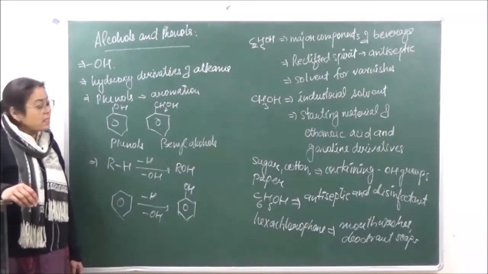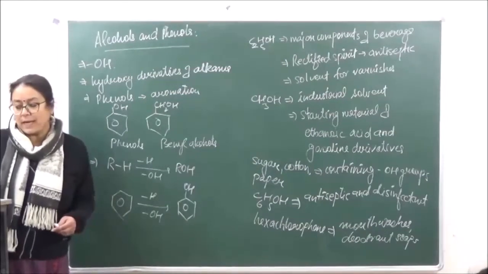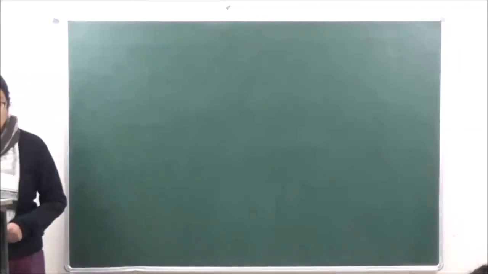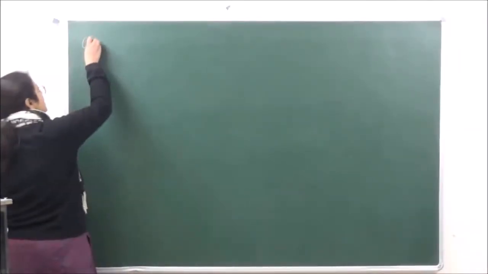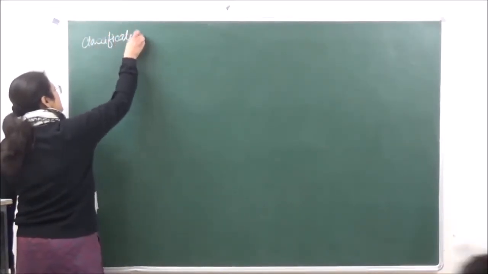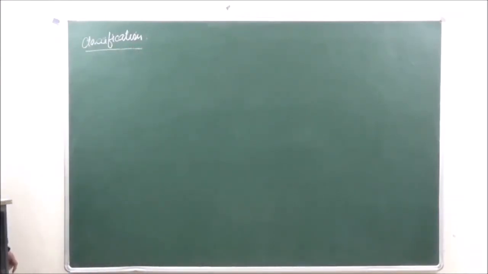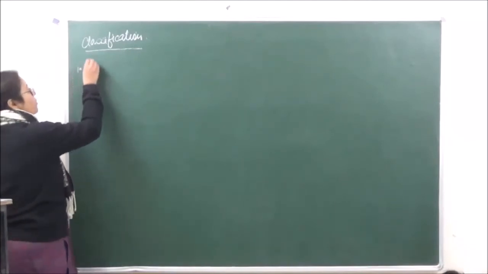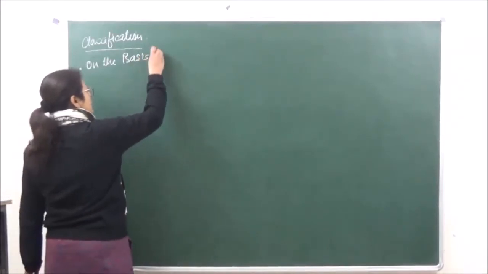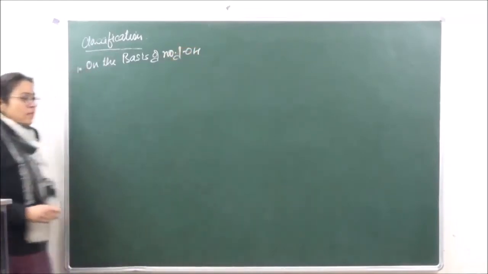Or it is used in the manufacture of dyes. So these are a few of the important alcohols and phenols which we have. Let's go on to the classification of alcohols and phenols. So when we are talking of classification of alcohols and phenols, it can be classified, number one, on the basis of number of OH groups which are going to be present, right?